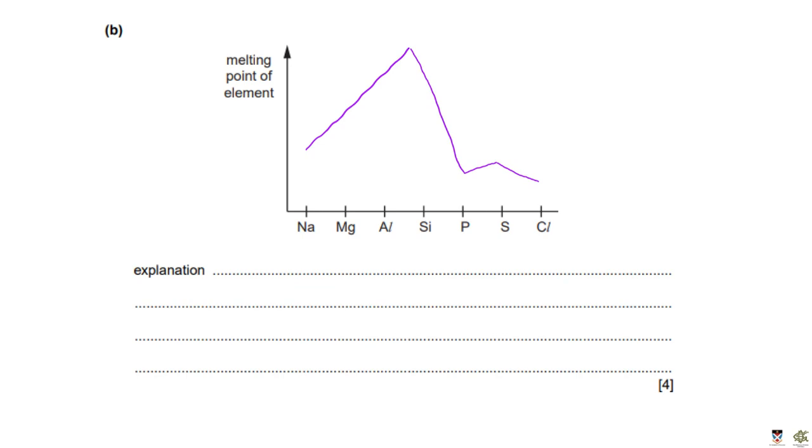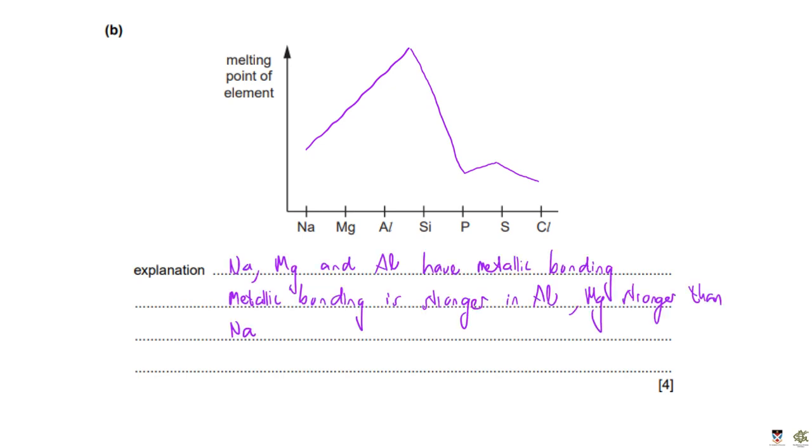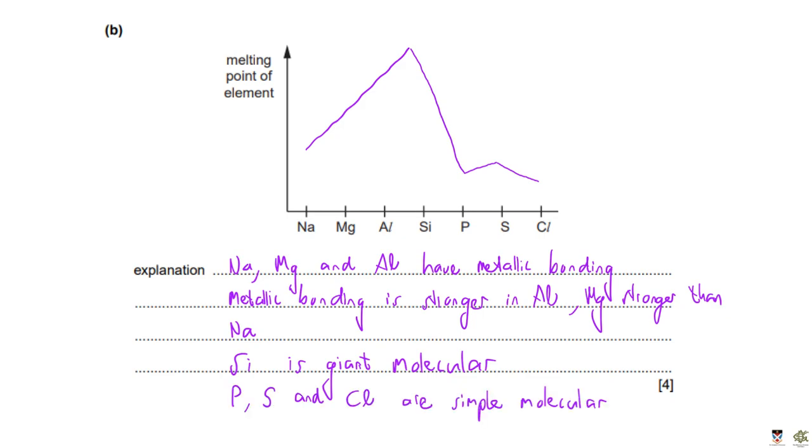So if we explain that quickly again, what would you write down for your 3 marks here? So sodium and aluminium and magnesium all have metallic bonding. Silicon is giant molecular, and then phosphorus, sulfur, and chlorine are all simple molecular structures.